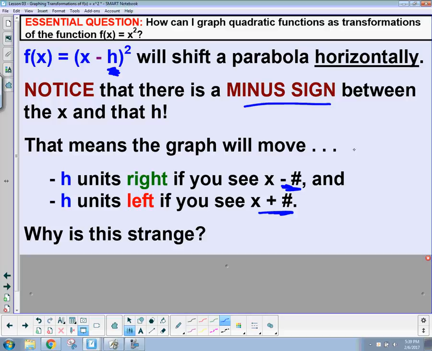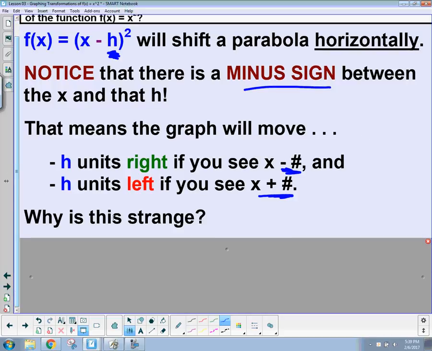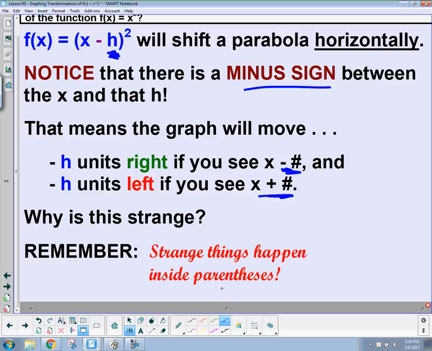Why is this strange? Well, because strange things happen inside parentheses. Okay, this is super important. This happens all the time. You got to think opposite when you have parentheses. Okay, write this down if you haven't done so already.